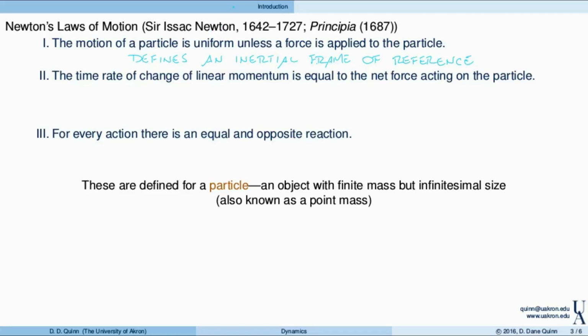So now the second law is the one that we will work with most. And this says that the sum of the forces, the net force acting on the particle, equals the time rate change, which are derivatives with respect to time, of linear momentum. And linear momentum is the mass of a particle times its velocity. This we refer to as linear momentum balance.